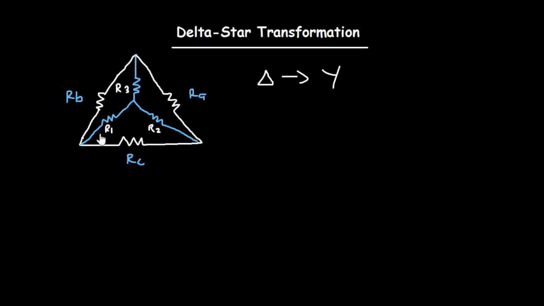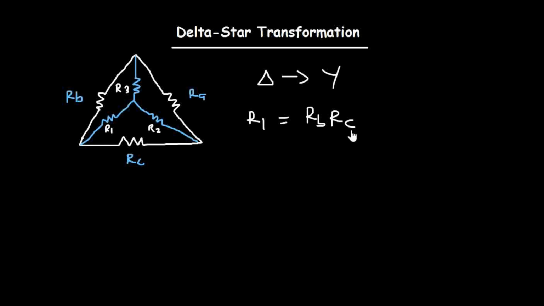To do this, we have the connection drawn in blue to be the star network and the one drawn in white to be the delta network. To change from delta to star, you're going to use this formula. I'm going to calculate the first star value, R1. R1 will be equal to RB times RC. You multiply the two delta resistors on the left and the right side of R1.